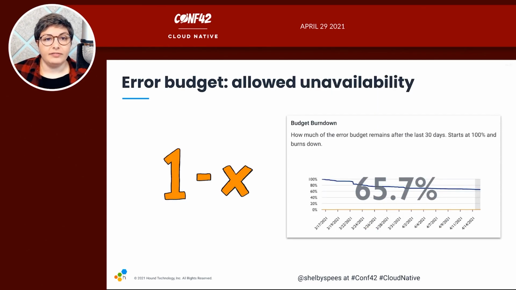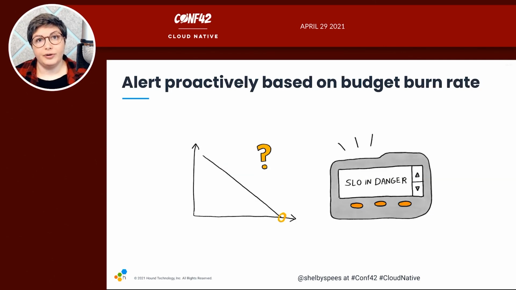So once we have our SLO defined, that allows us to calculate our error budget. How many bad events are we allowed to have in our time window? Just like with a financial budget, the error budget gives us some wiggle room. Finally, we calculate how fast we're burning through that error budget. The steeper the burn rate, the sooner we're going to run out. So now we start thinking, how soon are we going to hit zero?